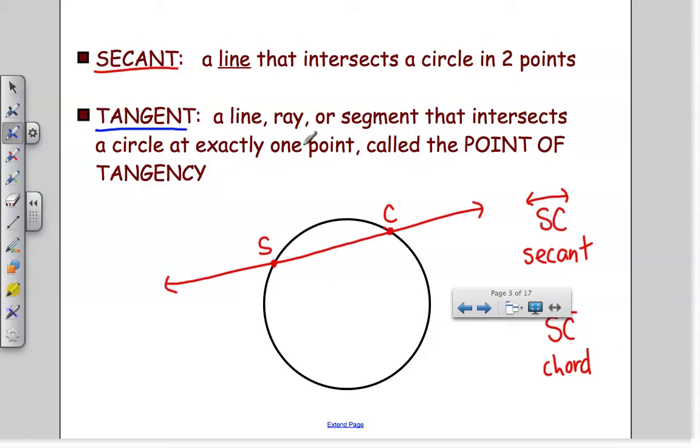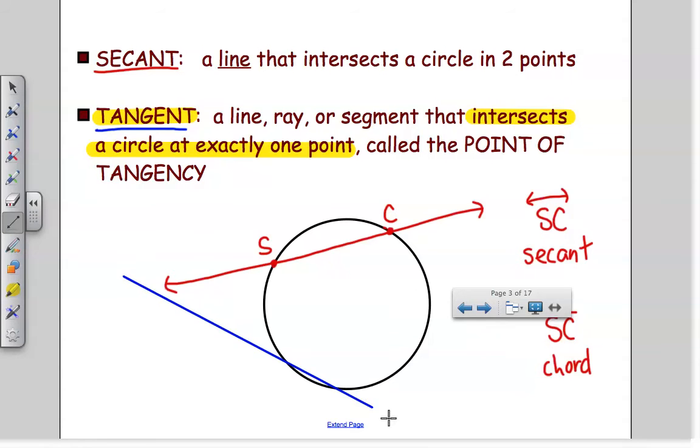And then tangent, something that's going to come up a lot with circles. A tangent can be a line, a ray, or a segment, but the whole thing is that a tangent can only intersect that circle at one point, exactly one point, even if it was extended, because it says it could be a line, a ray, or a segment, but it can only touch at one point, and that's the point of tangency.